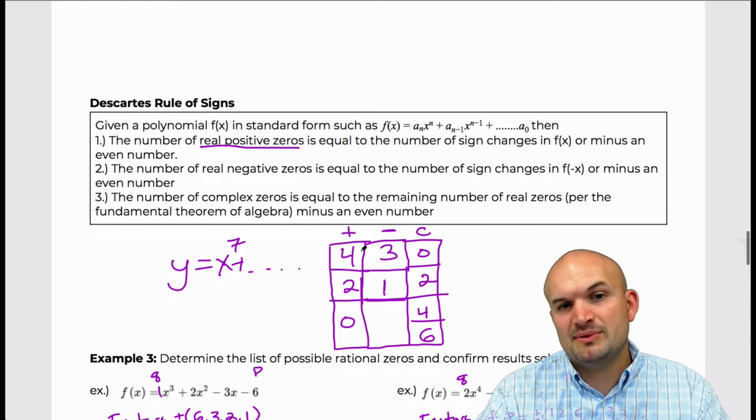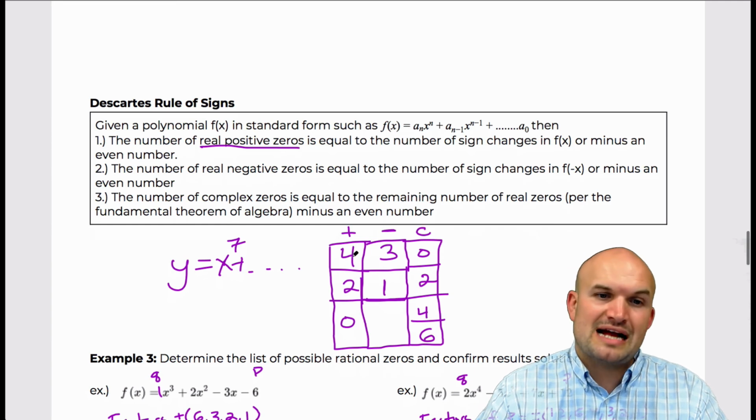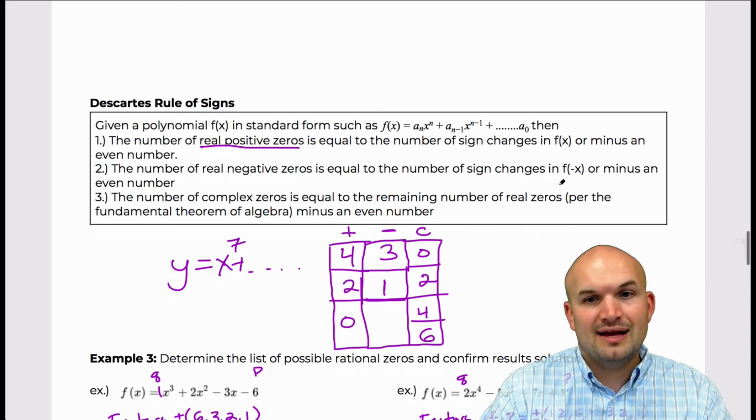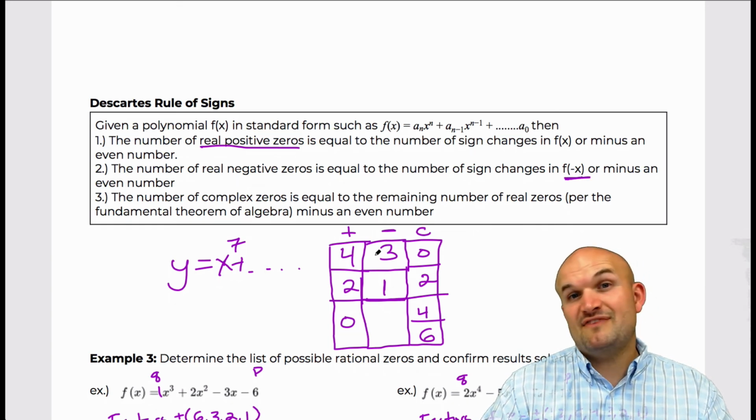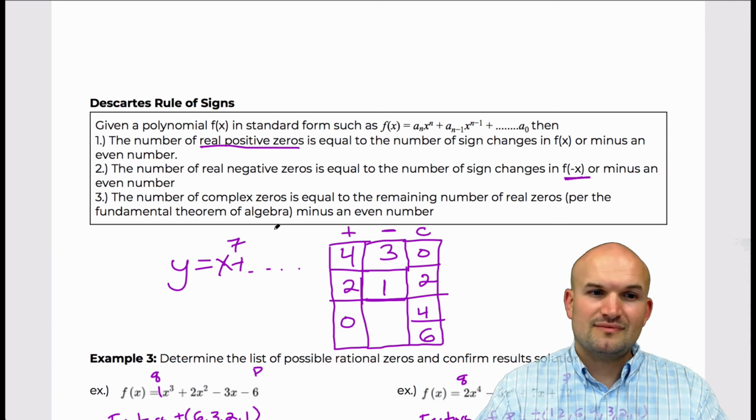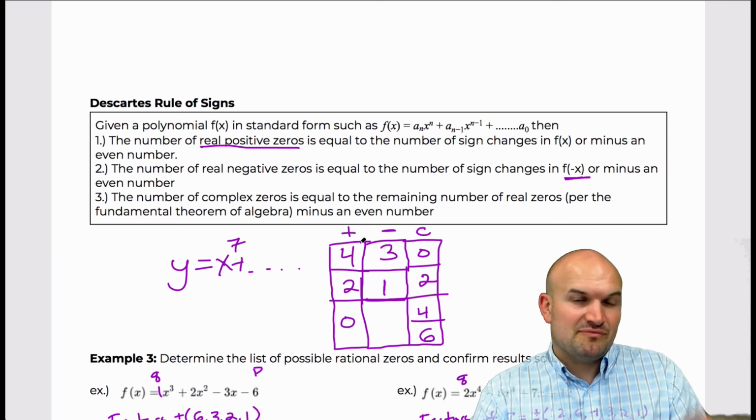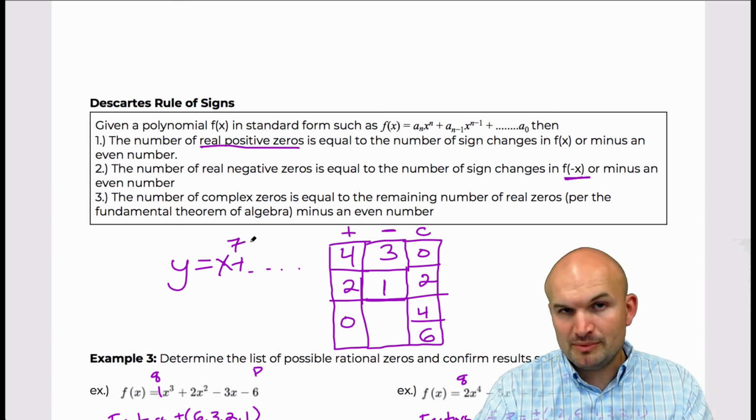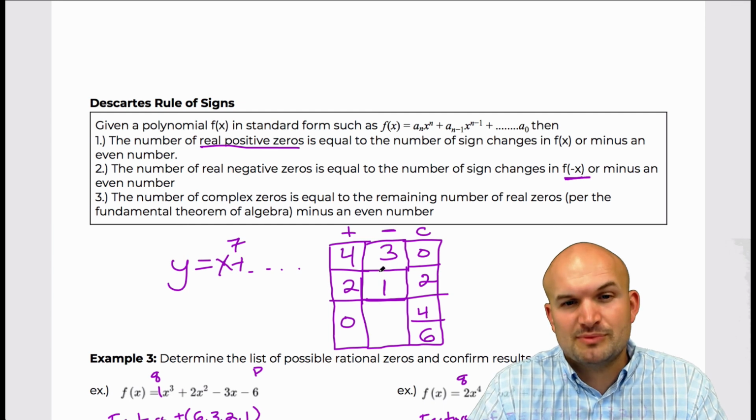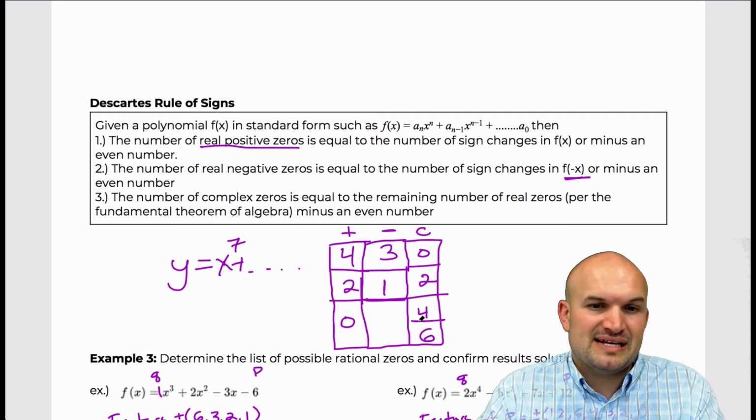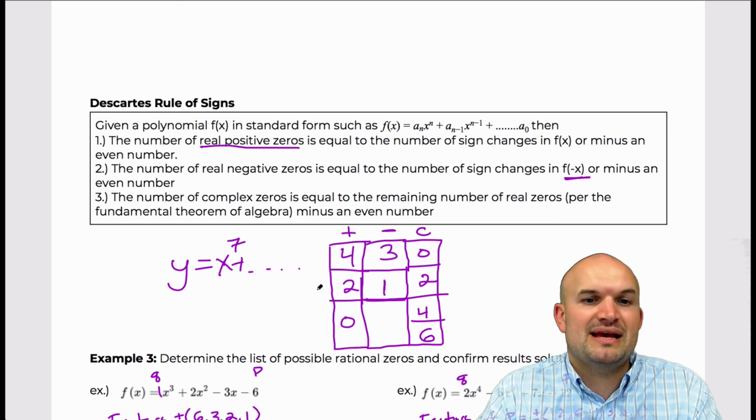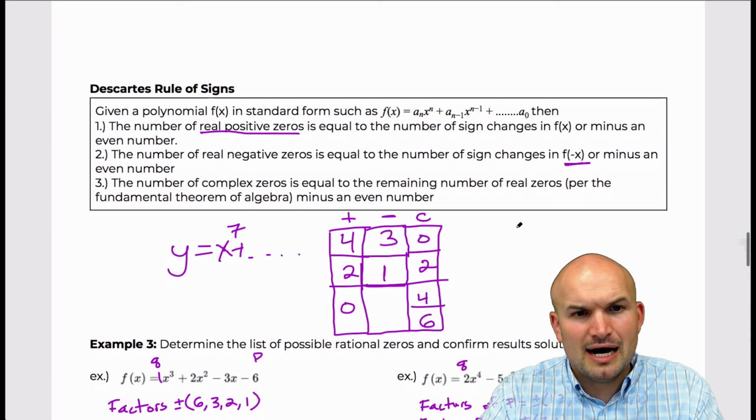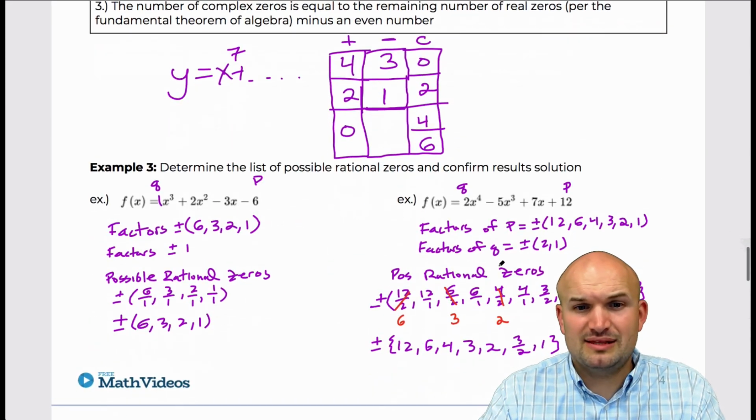So if you can identify the number of sign changes to find the positive, just make sure you subtract an even number to get all the possibilities, then evaluate for f of negative x, and then find those sign changes and subtract. And then just remember that the number of positive plus the number of negative plus the number of complex always has to add up to the degree of your polynomial because of the fundamental theorem of algebra. A lot of the questions that I see are basically just asking how many complex zeros. So it's making you do this math to get to the number of complex that you can answer. But that's basically it with Descartes' rule of signs.